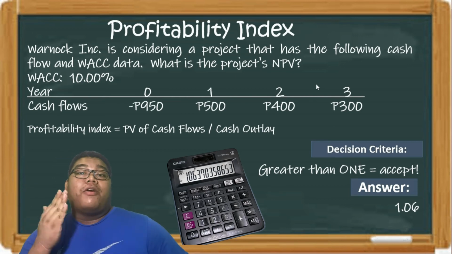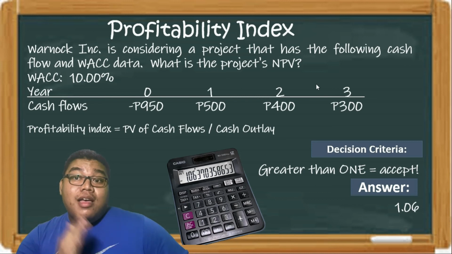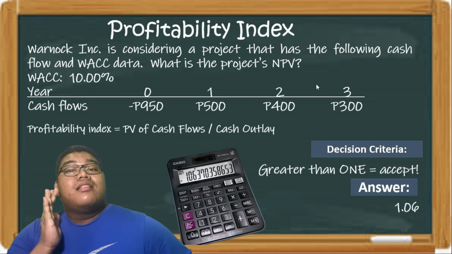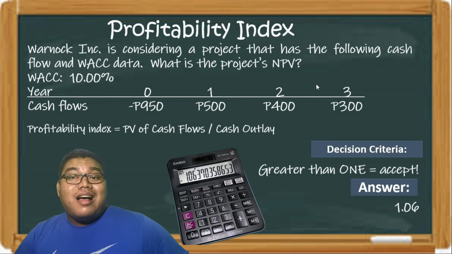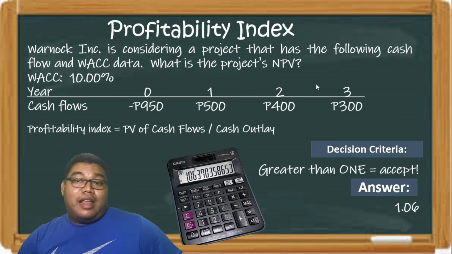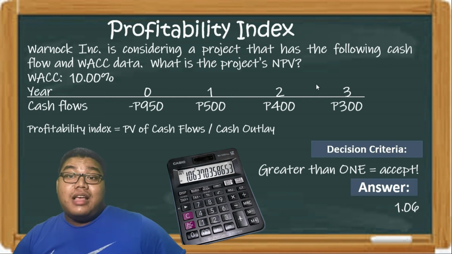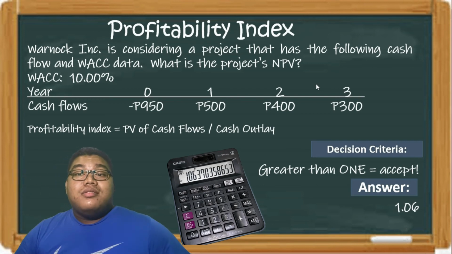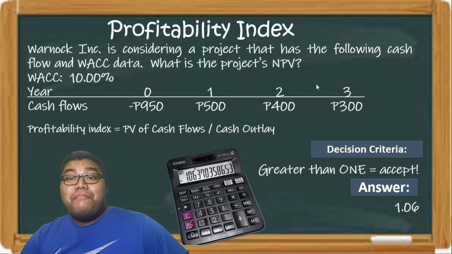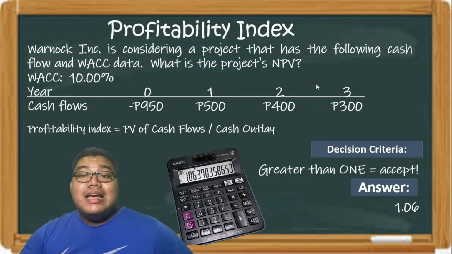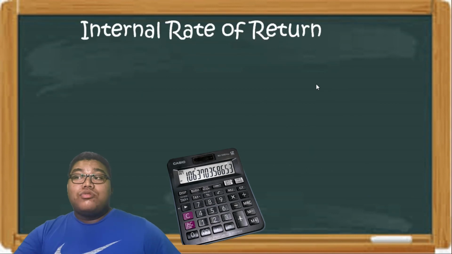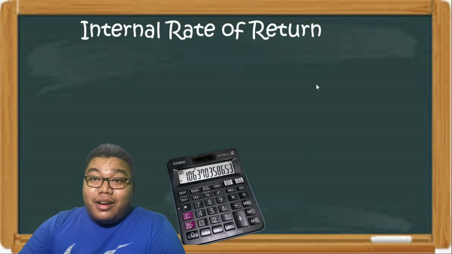Therefore, if the profitability index is less than 1, NPV is negative, and the project is not acceptable. And what if the profitability index is equal to 1? Then you need to consider as well the item that I have mentioned when NPV, or net present value, is equal to 0. Now let us move on to internal rate of return.